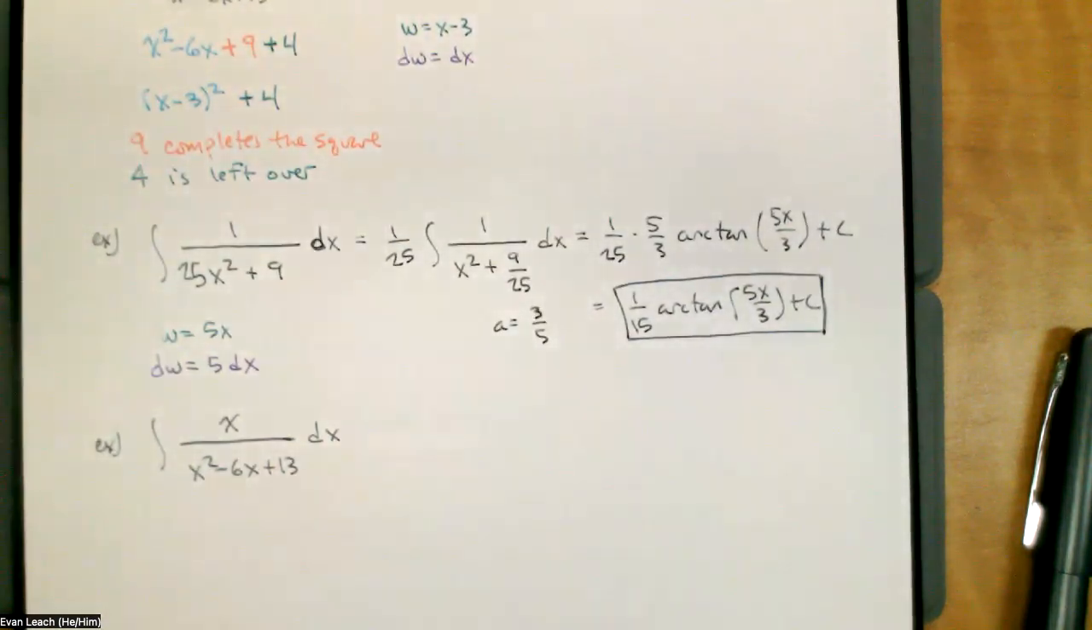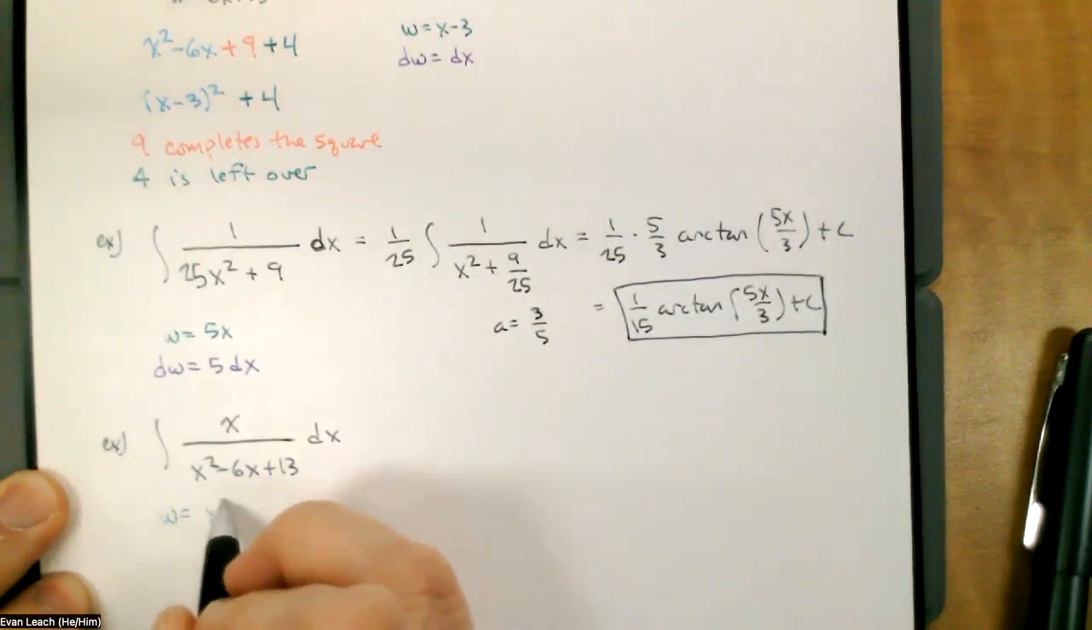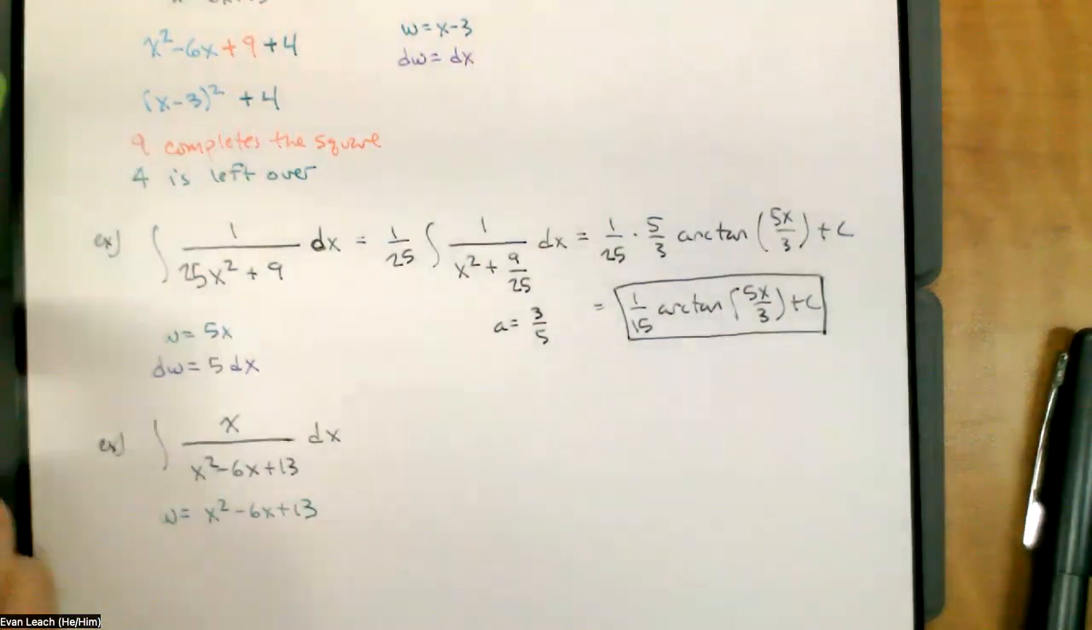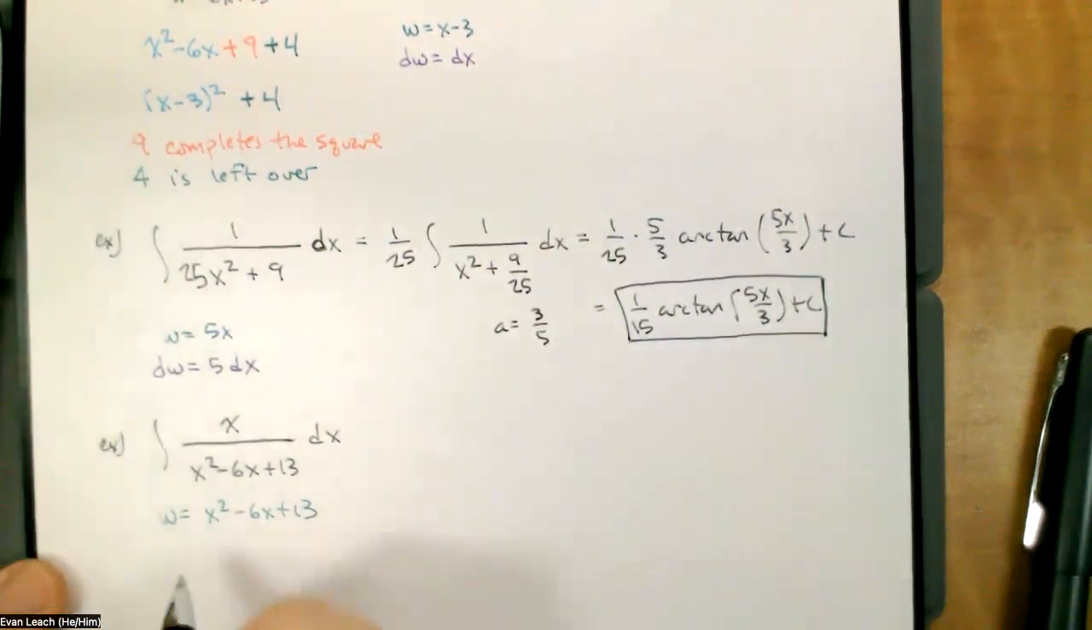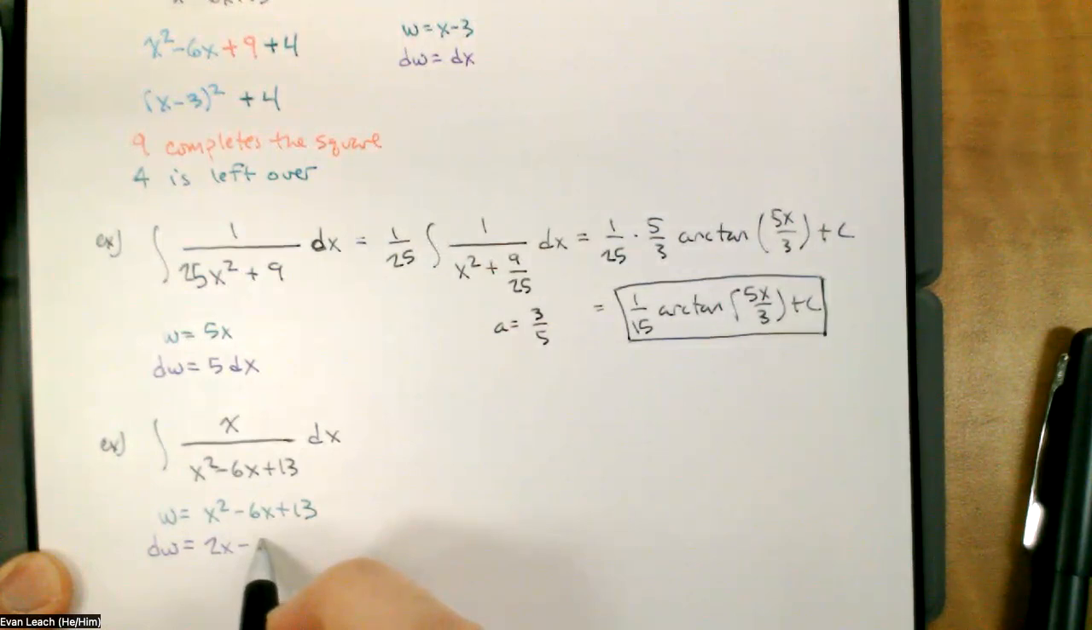If we try to do the substitution w equal x squared minus 6x plus 13, then our dw is not present. The dw is 2x minus 6 dx.